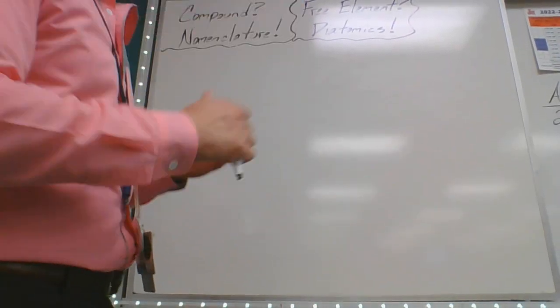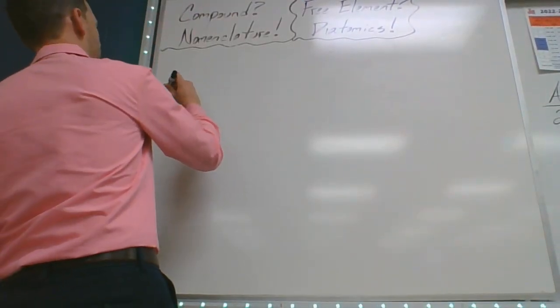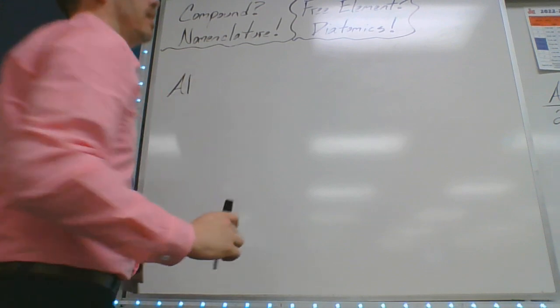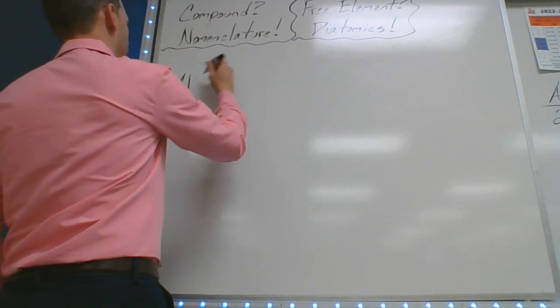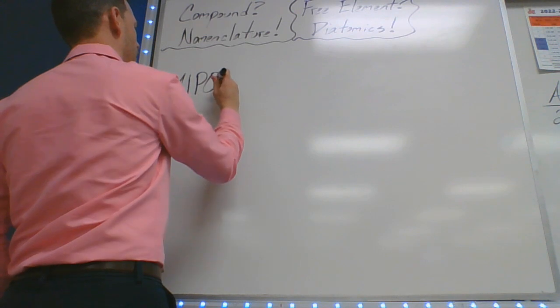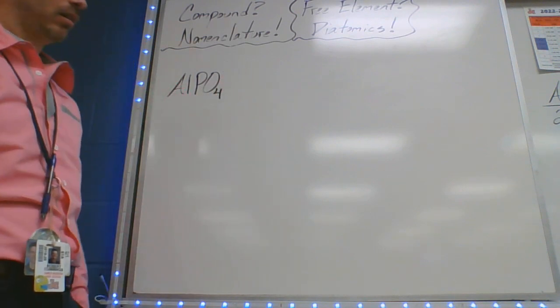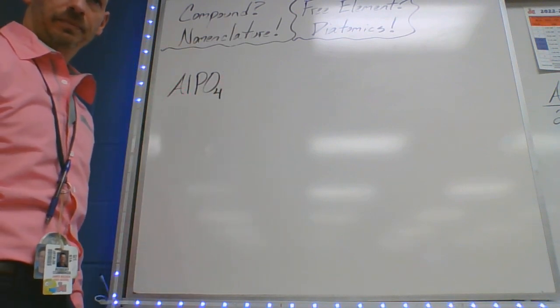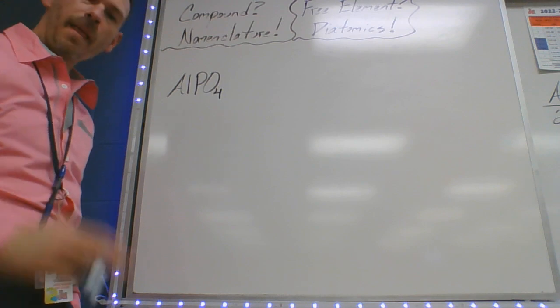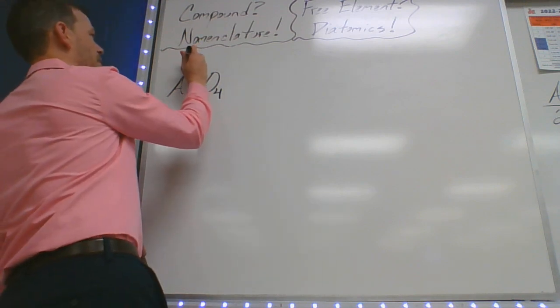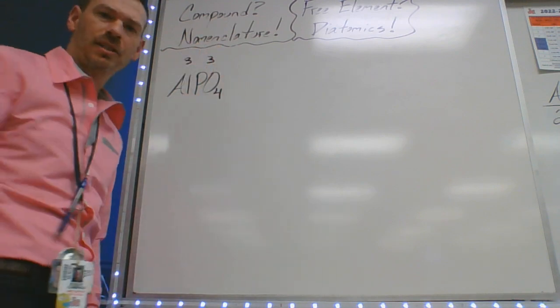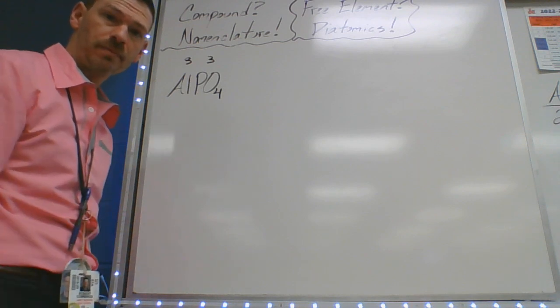All right, reading off the screen. Aluminum is Al. Phosphate is PO4. Aluminum's charge is +3. Phosphate's charge is -3. No crisscross.